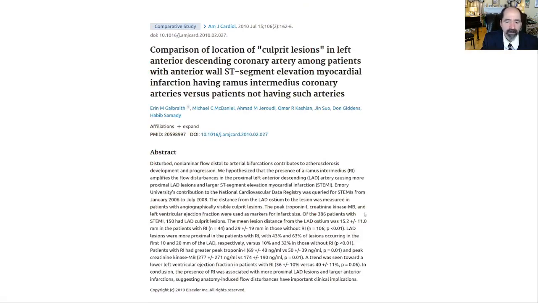Okay, so here's just a paper. Comparison of culprit lesions in left anterior descending coronary artery patients with anterior wall ST segment elevation myocardial infarctions, having a Ramus branch or not. And here's the conclusion of the paper. Presence of a Ramus intermedius was associated with more proximal left anterior descending coronary artery lesions and a larger anterior infarction, suggesting anatomy-induced flow disturbance with important clinical implications. Yep, you don't want it.